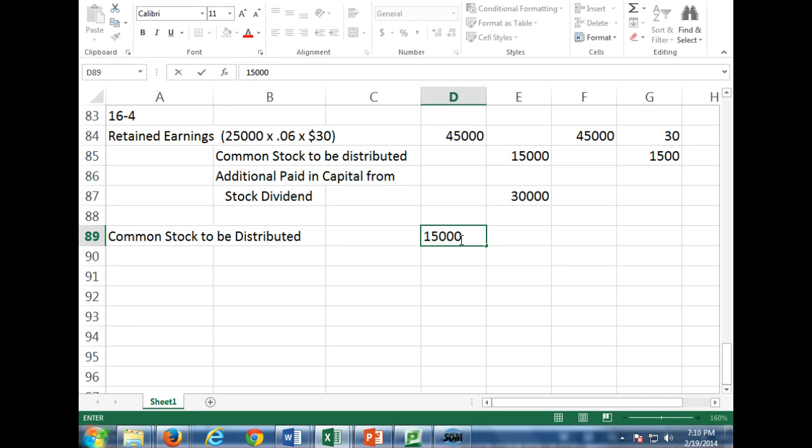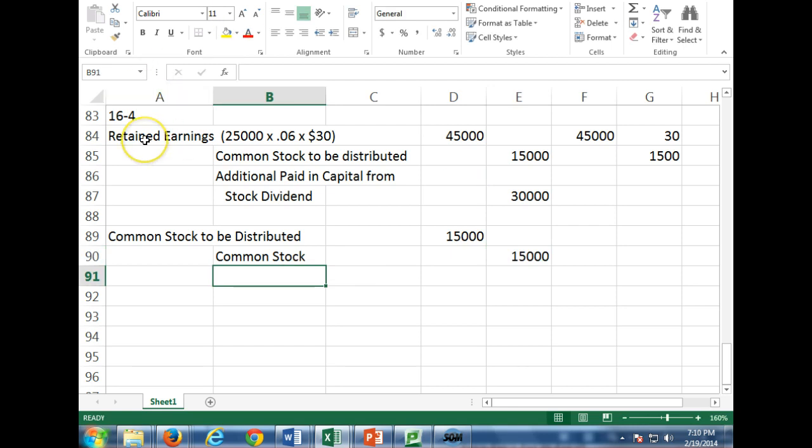Okay, or excuse me, 15,000 bucks. And the next one here is going to be common stock 15. What are we doing here? Do you see in this initial journal entry when we declared it, how we reduced our retained earnings? Because that's what has to happen. You reduce your retained earnings when you declare a stock dividend, don't you? And we're showing common stock to be distributed and additional paid-in capital. We're showing it. But then when we're actually doing it, we're going to reverse that entry and show common stock being issued. Make sense?